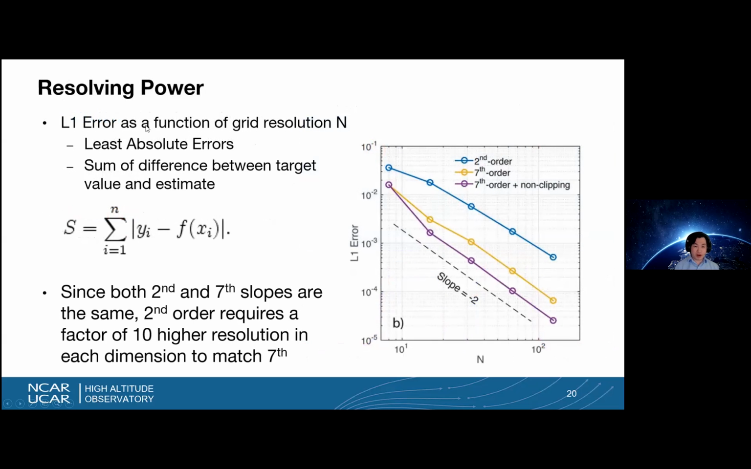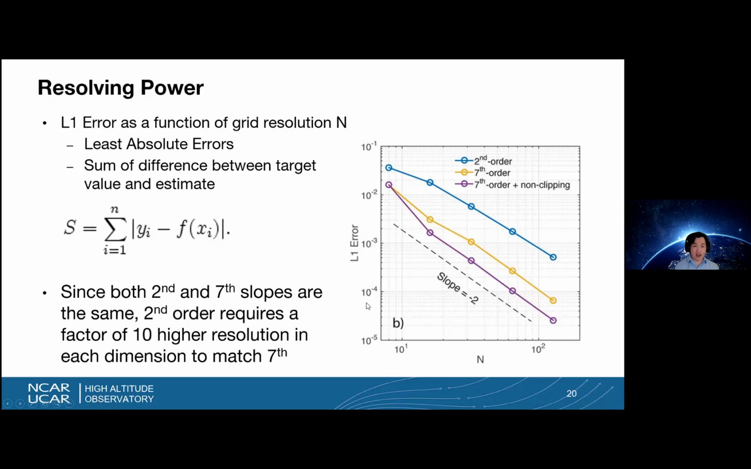All right, so resolving power is a function of both grid size and your order. The L1 error is the difference between your target value, the value that you expect it to be, and the estimate based on what you're propagating. You can solve that using this equation here. You have your target value, and then here's your estimate. You subtract that, and then you add that all up, and that's your L1 error.